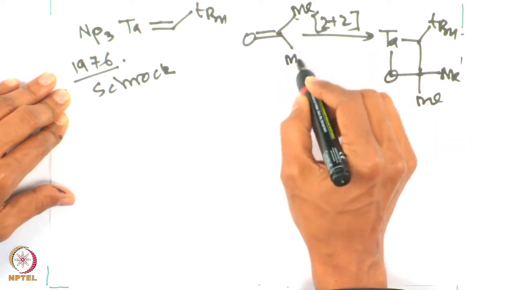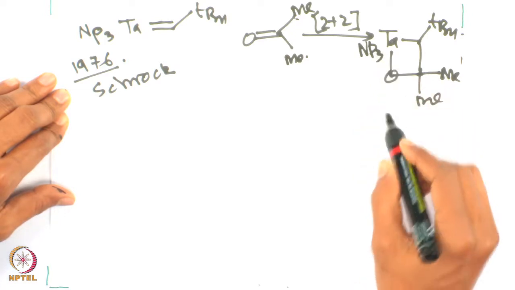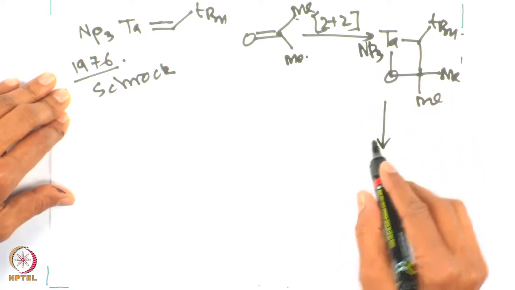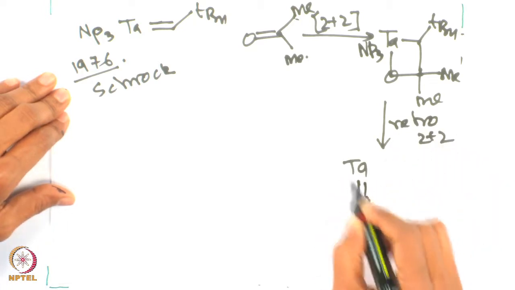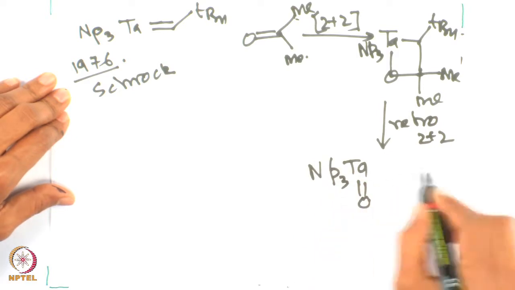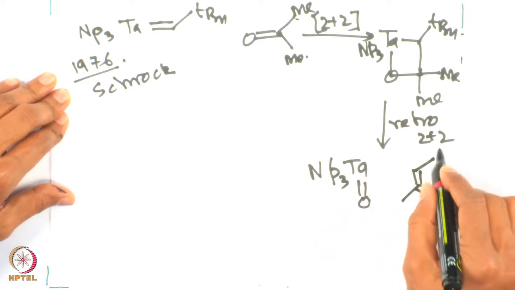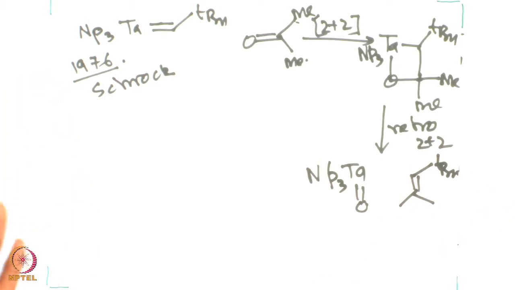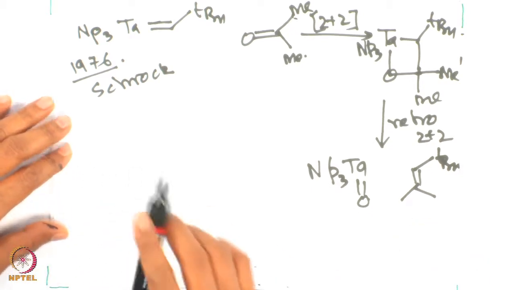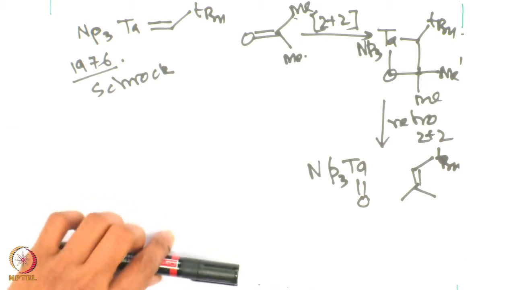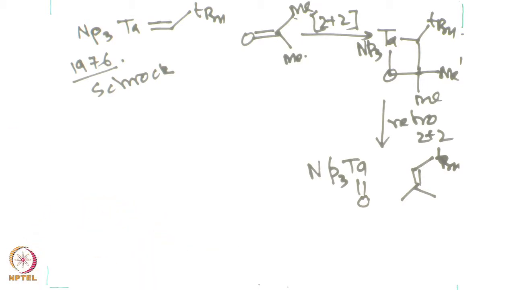Now, if you do that, overall you have a 2+2 and a retro 2+2 to give you the tantalum oxide, much similar to your phosphine oxide, and the product that you get in the process has the tert-butyl part, because the tert-butyl you started with in the reagent now ended up in the product. Similarly, you can react this reagent with a number of ketones to get the corresponding product.